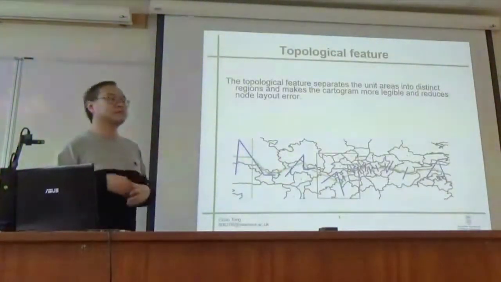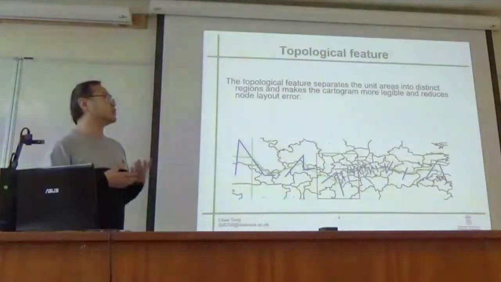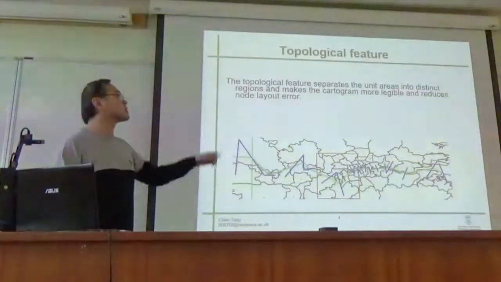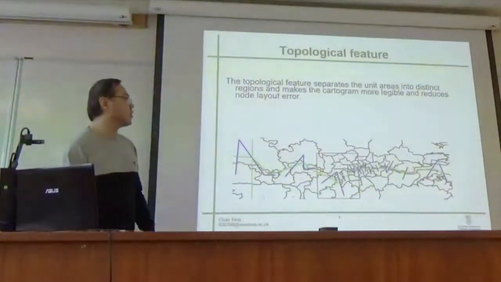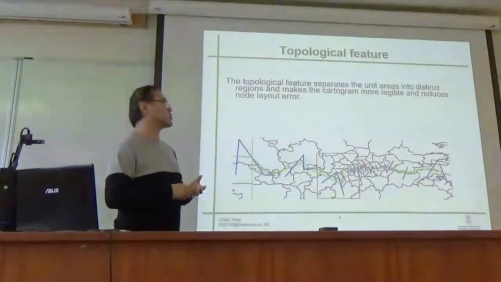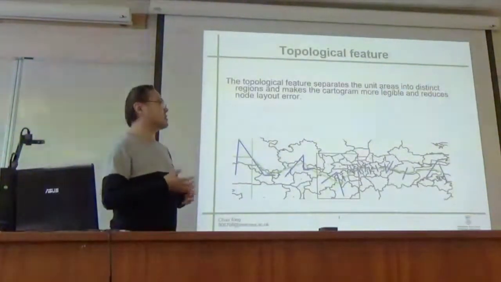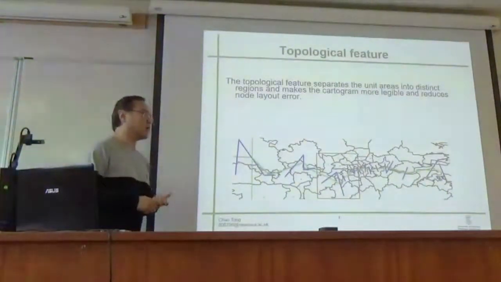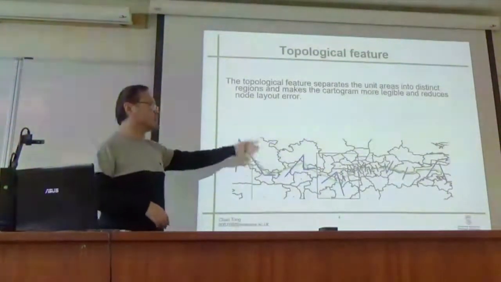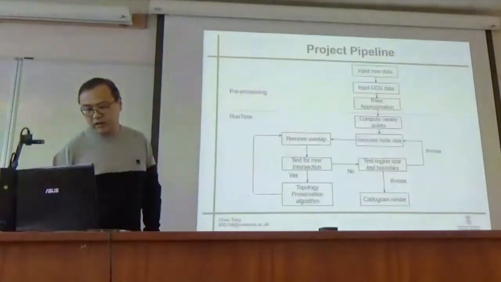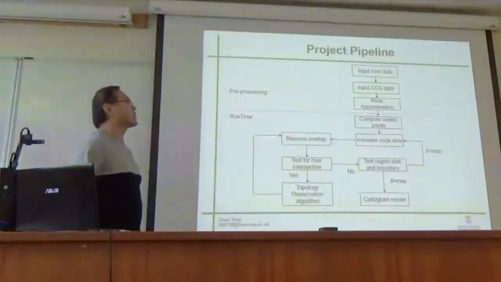To convert the real geospatial information into our system, we convert it by introducing topological feature. We refer to the topological feature as some feature that separates the unit into some distinct regions. We hope that can help to reduce the layout error. Here is our project pipeline.